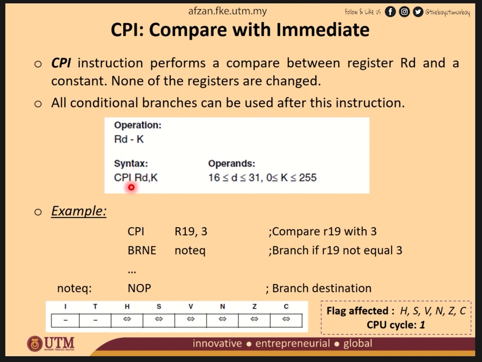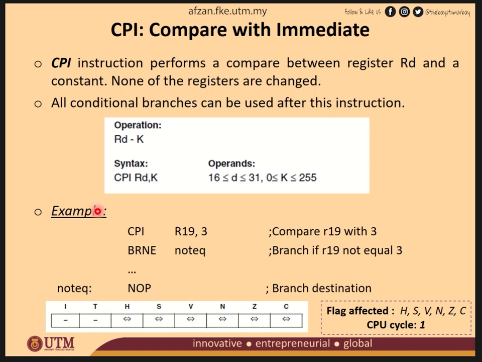Again, I always highlight that every time your instruction ends with I, you can only use the general purpose registers from R16 to R31. K is a constant number from 0 to 255 in decimal, or 0 to FF in hexadecimal. So this is the operation RD minus K. Since this is a compare, your RD will not change, but your status register will be updated accordingly.